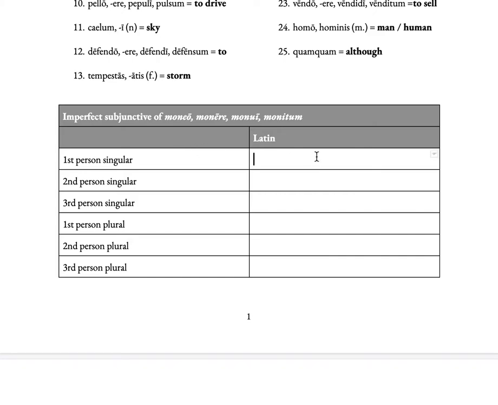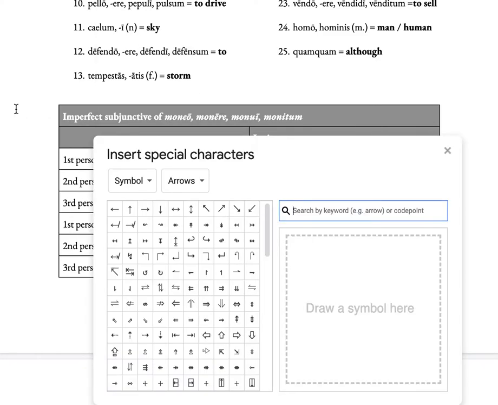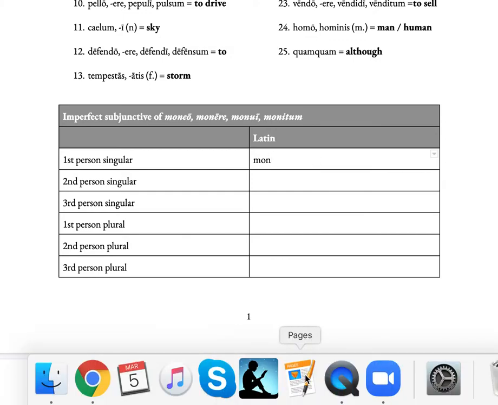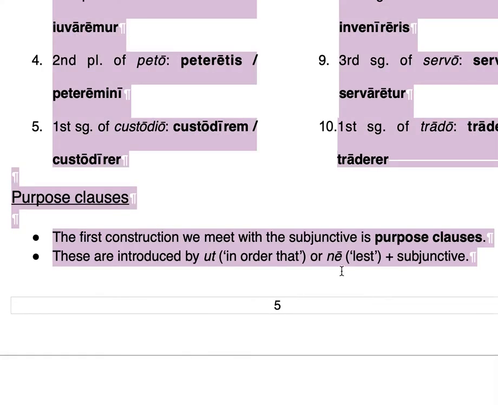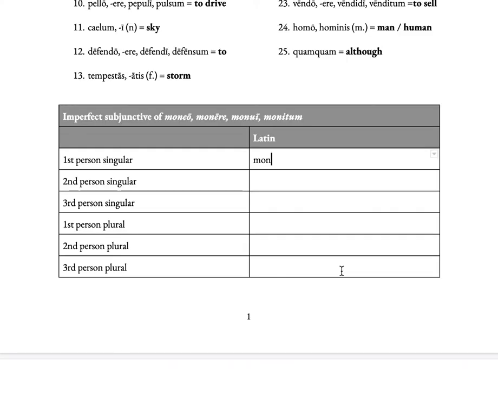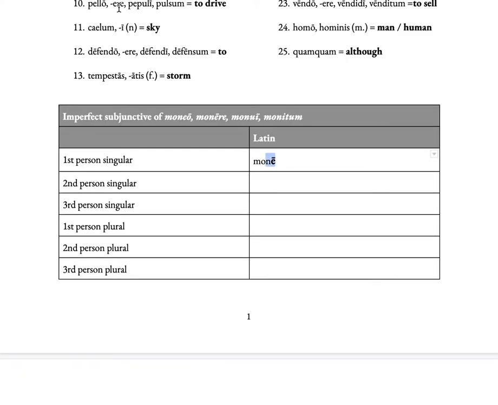Okay, now the imperfect subjunctive. The key to this is that you take the infinitive, the present infinitive, which is the second principal part, and then you add the endings m, s, t, mus, tis, nt. So, for example, you do monere. I need to get the accent there. There we go. So, monere, like that.